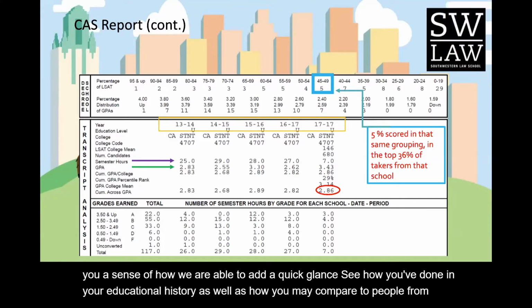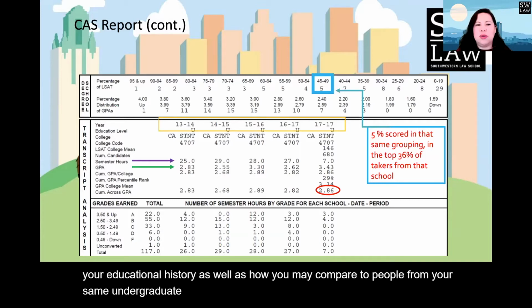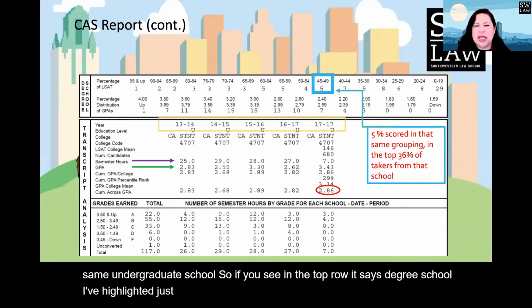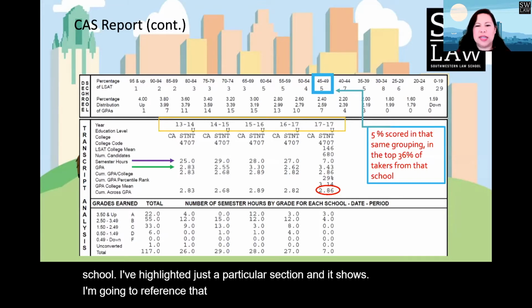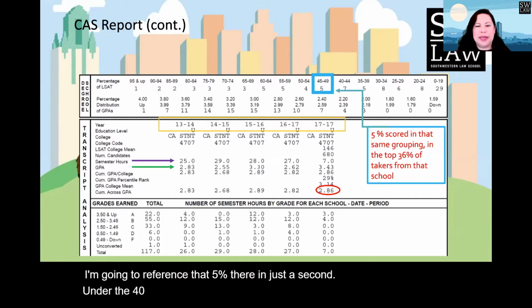as well as how you may compare to people from your same undergraduate school. So if you see in the top row, it says degree school. I've highlighted just a particular section, and I'm going to reference that 5% there in just a second, under the 45 to 49 band.